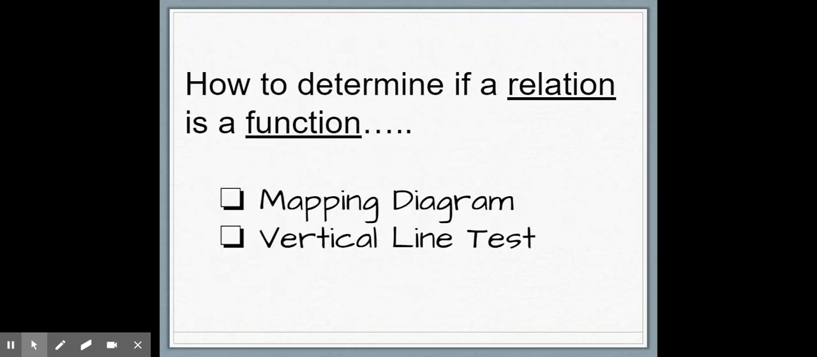How do you do this? How do you determine if a relation is a function? There's two tests that I'm going to be showing you in the lesson today. One's the mapping diagram, and one is the vertical line test. Let's give this a try.